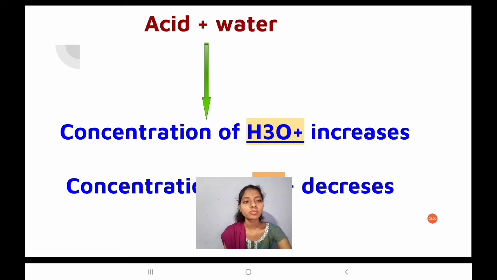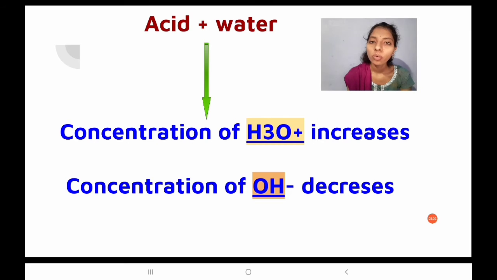See here, we know when an acid is mixed with water, the concentration of H3O+ ions increases and the concentration of OH- ions decreases.